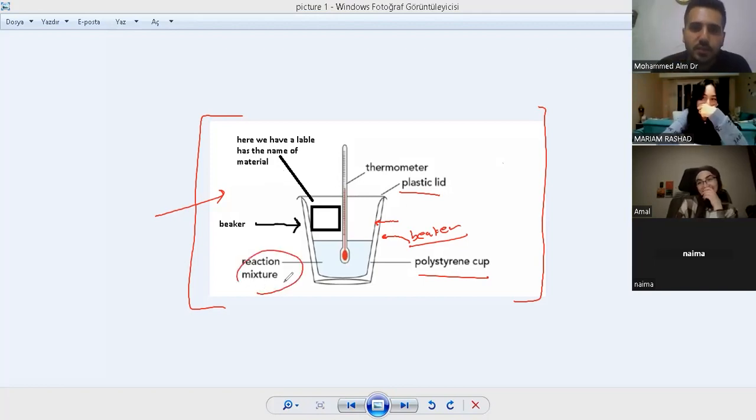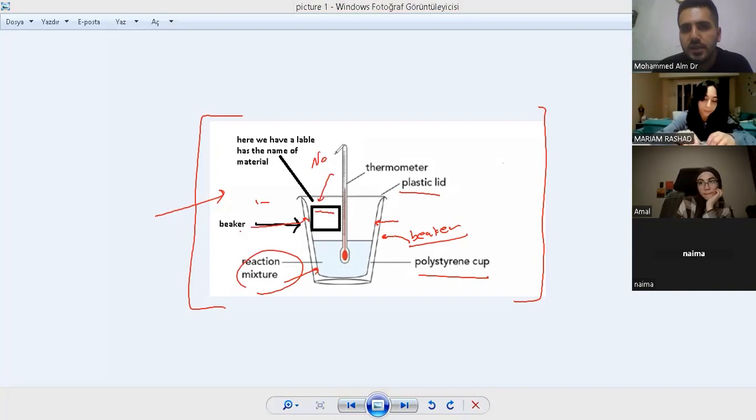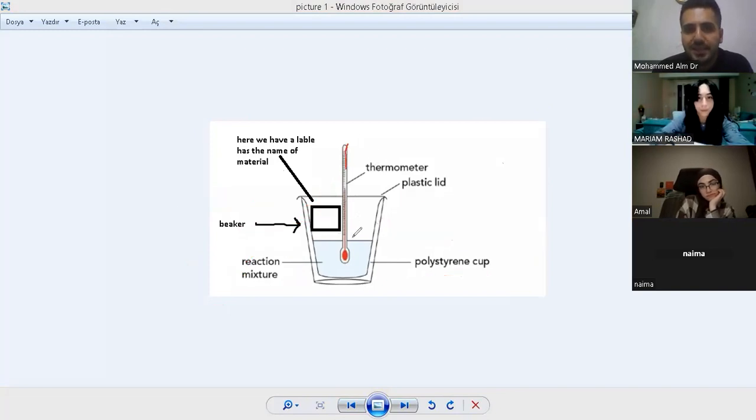Here we have the reaction mixture. Here, guys, we have a label, and here we should write what the substance in the mixture is. What did we put in here? If we put, for example, sodium hydroxide, we say NaOH solution. This is the label, worth 1 mark. And the thermometer should be drawn like this, a replica of this, down below. You have to show it. So this is the setup of the experiment.